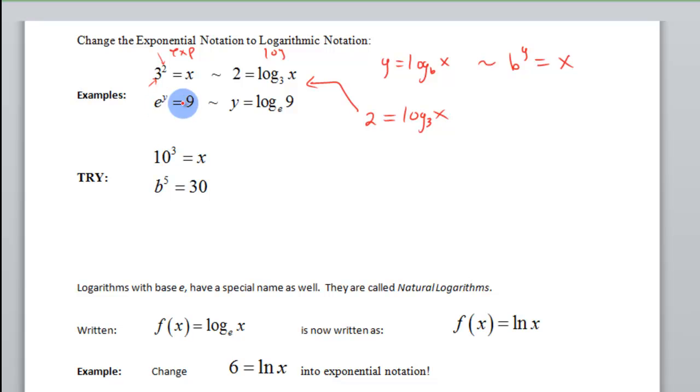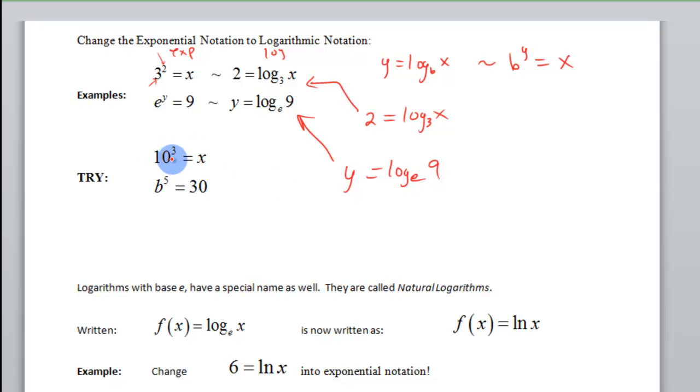Same thing here. Look at this one. The base is e. The exponent is y. Logs produce exponents. And then the 9. And you can always check it. E to the y is 9. That's how you got that one. So I have 2 for you to try here. Pause the video and see if you can change these exponential notations into log notation.